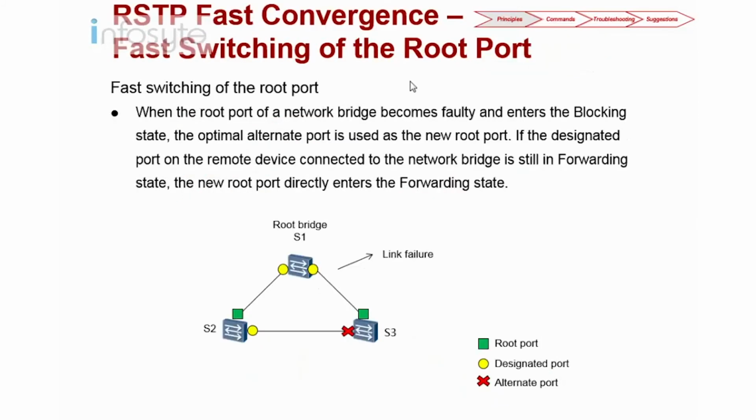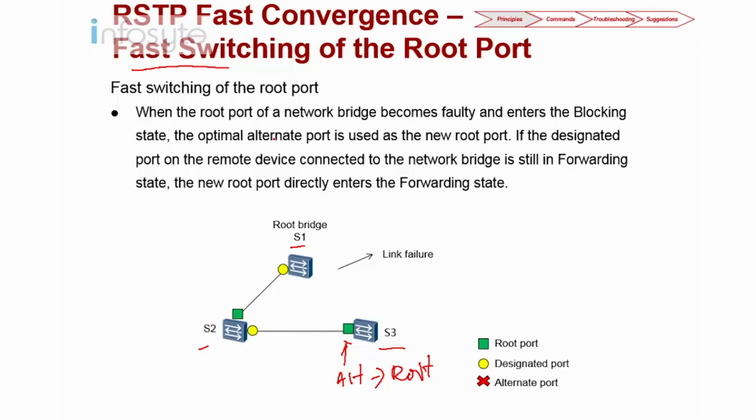All right. Now with the fast switching of the root port, the forwarding will be almost immediate. So how does this work? As you can see from here, S1 is the root. S2 and S3 are non-root, and here I have an alternate port. Now when the link between S1 and S3 fails, you can see that it's failed. The alternate port will transition and become the root port immediately.